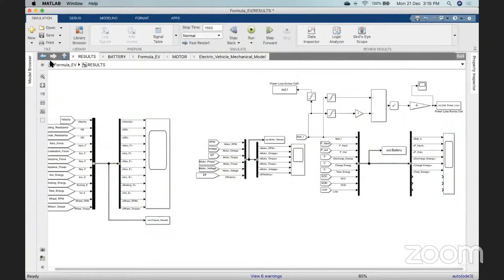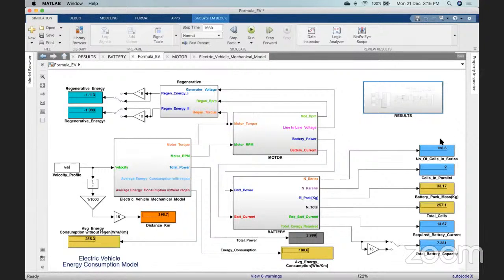Okay, so now after doing all these simulations, we have to go with some cell selection. Here I'm getting 13.67 amp hour, and somewhere around 530 or 540 volts is my requirement. So there we have to do some pack calculations, which means number of cells in series and parallel, like that. So here I'm getting 13.67, right?